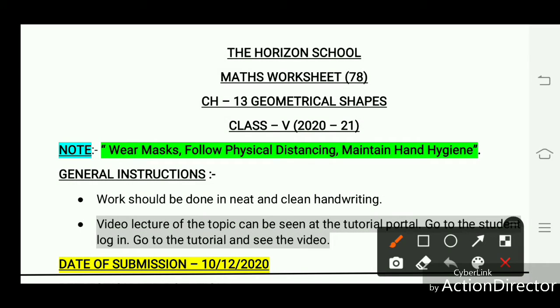Hello students, and this is Maths Worksheet 78, chapter number 13, Geometrical Shapes.